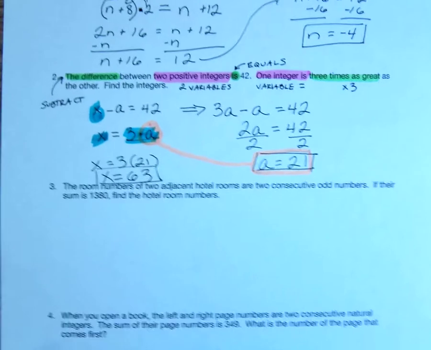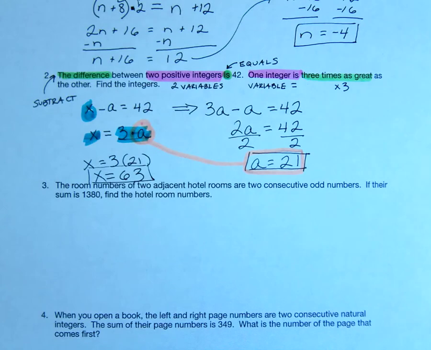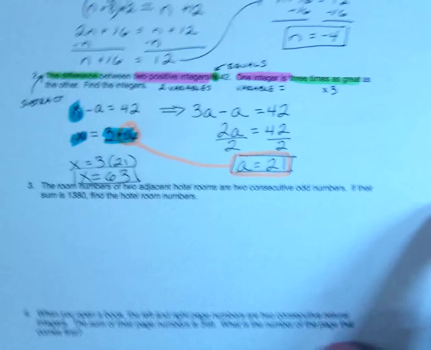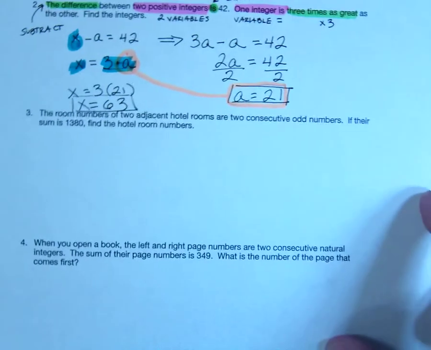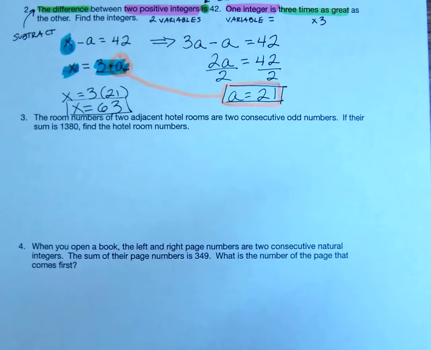Is 63 3 times bigger than 21? Yes. If I subtract them, do I get 42? 63 minus 21, 42? Yep. Yes, it is. Good. You with me so far? Okay. All right. Let's do a little more real-world word problems here.